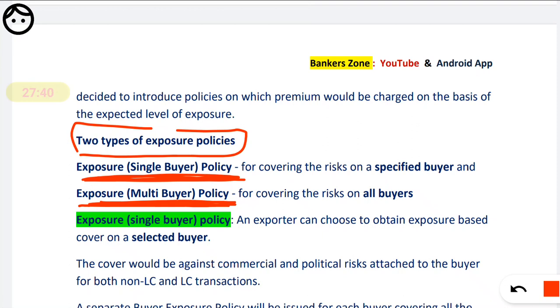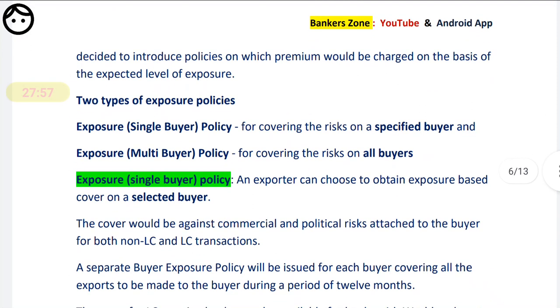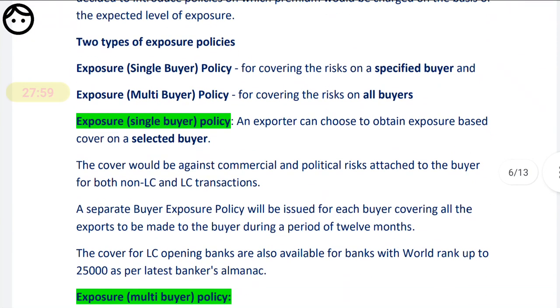Okay, so there are two types of exposure policies. For a single buyer policy, the risk is on a specified buyer, and in case of multi-buyer, all buyer risk is covered. Okay, very simple keywords. Now see here, the exposure single buyer policy is only for the selected buyers. The rest is theory you can remember.